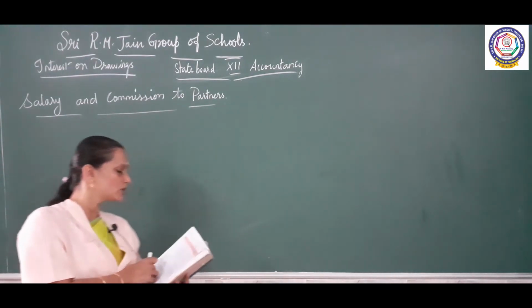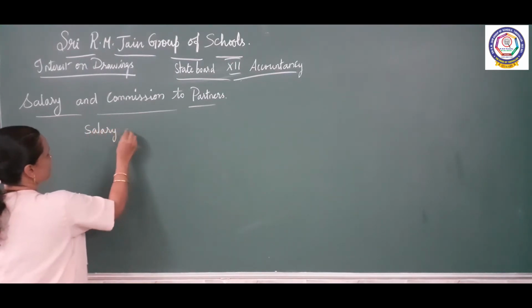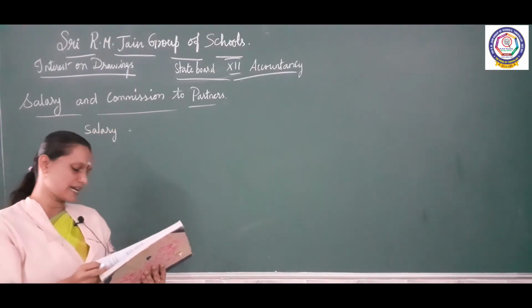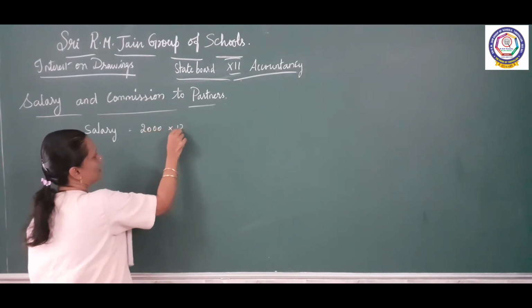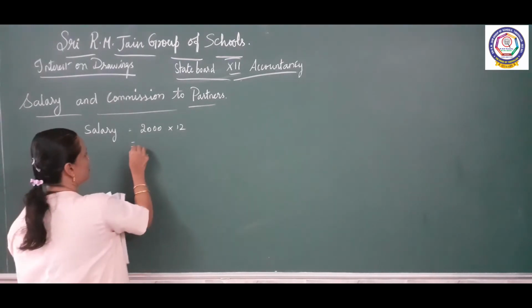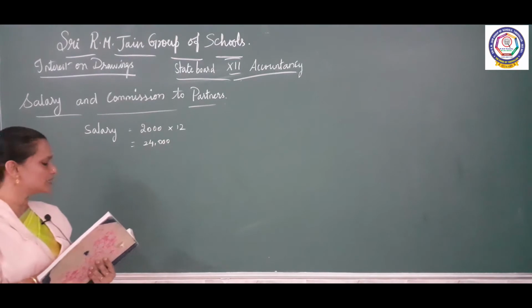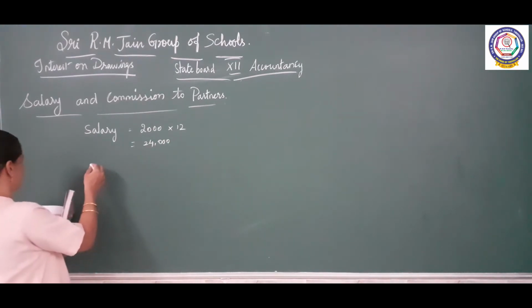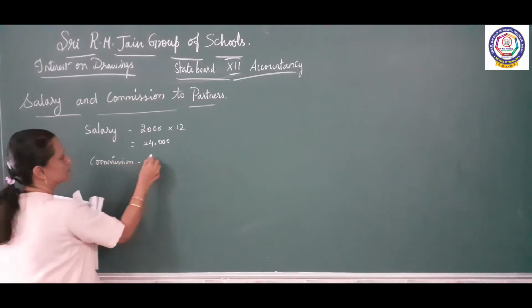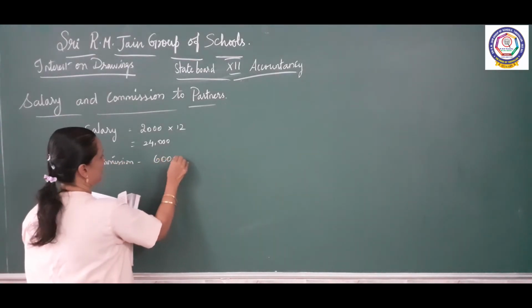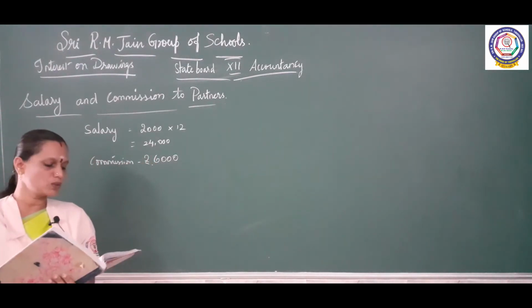So what we should do now, first we have to calculate salary. Salary per month, how much is he taking? 2000 rupees per month, in the sense you have to multiply with 12. So 24,000, isn't it? And then commission to Sudhakar, 6,000 rupees. So now we have to do journal entries.